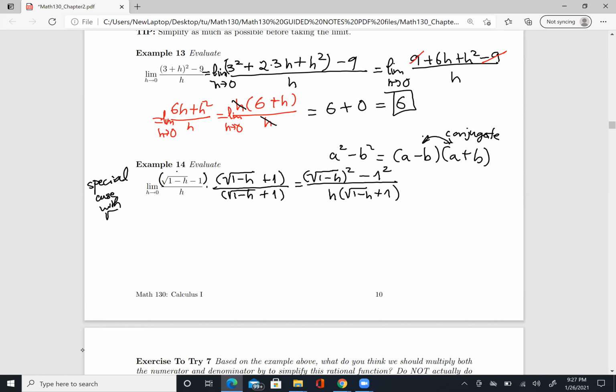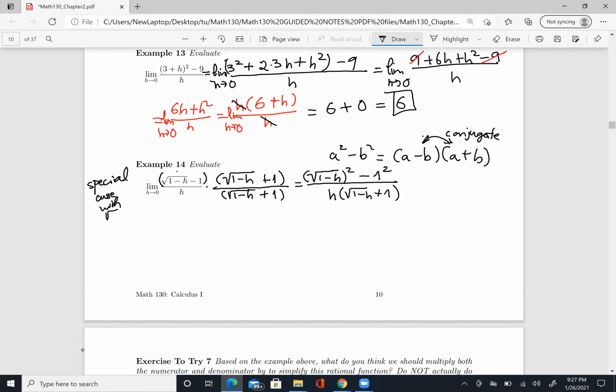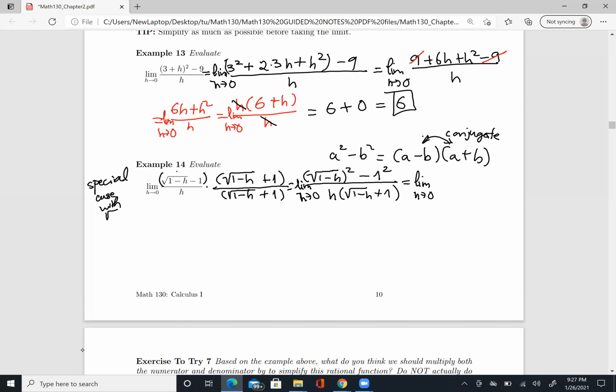So let's see what happened now. Looks like I forgot the limit, right? Forgot the limits when h goes to 0. Okay, so now what's the next step? Top. Now I can cancel the square root and it becomes 1 minus h only, and minus 1 over here, divided by h times the square root of 1 minus h plus 1.